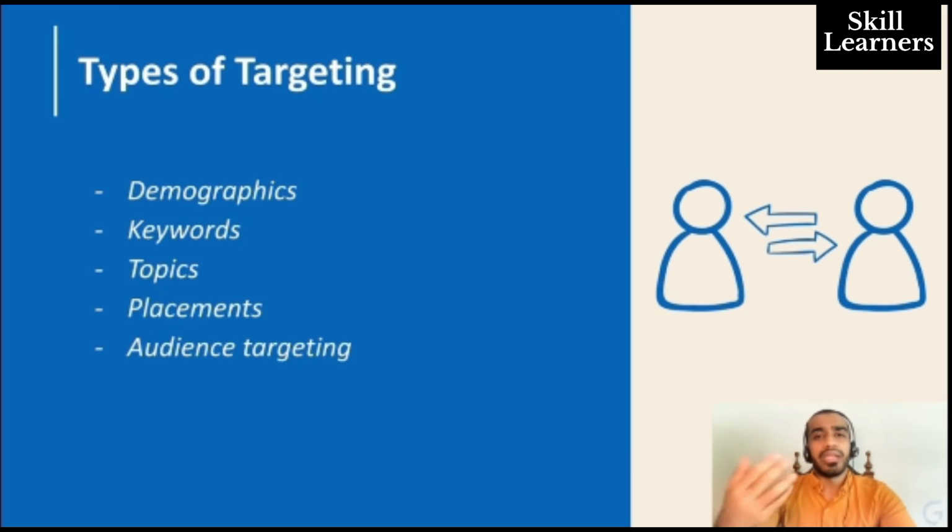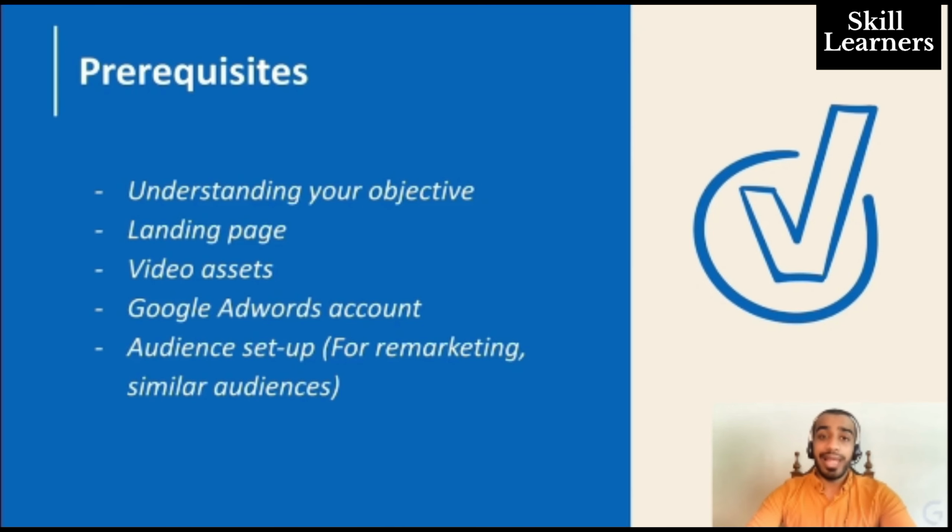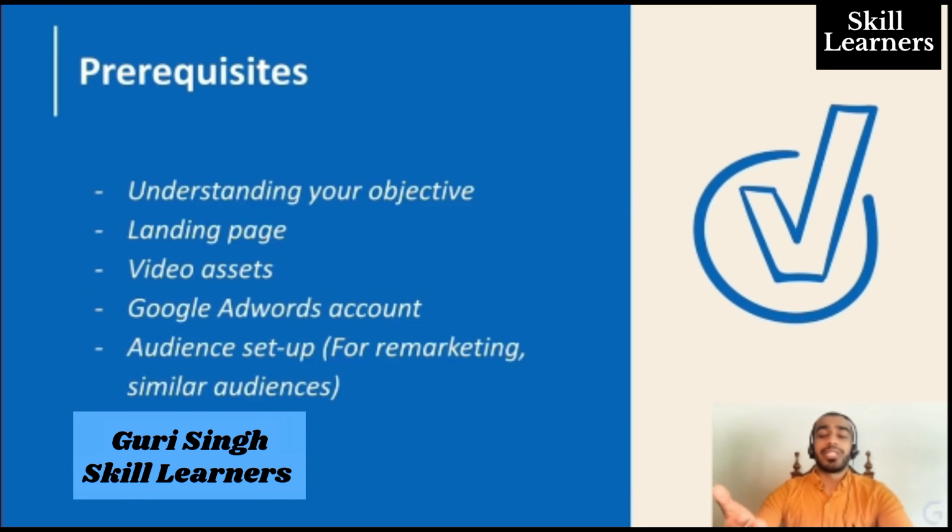That is, Google identifies people with similar traits, and you can target that similar audience via YouTube campaigns or Google video campaigns too. So that is just a gist of how the different types of targeting work within Google video campaigns. Moving on, let's look at what the prerequisites are before launching a Google video campaign.